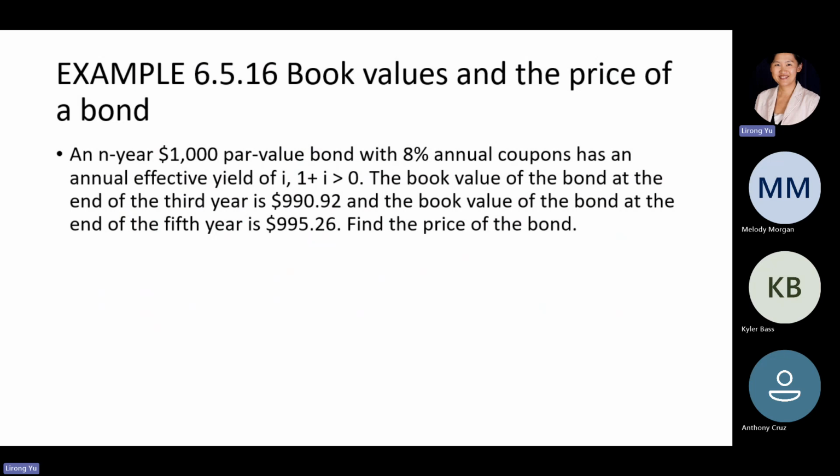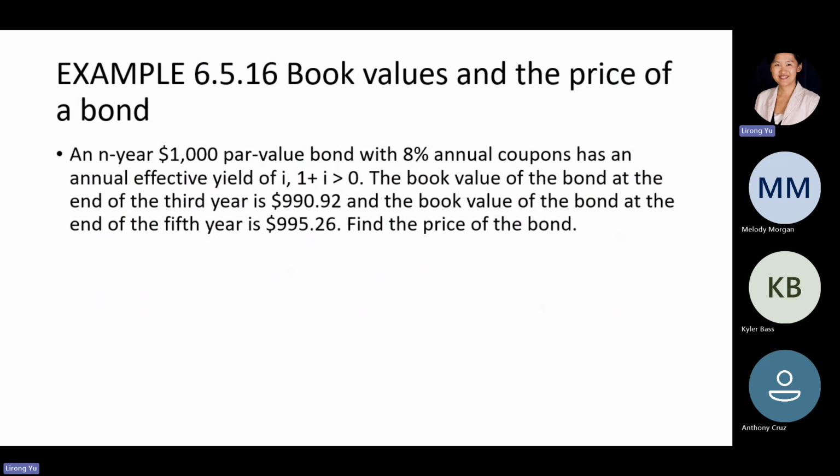You can notice that the book value is increasing. So I'm guessing this is a discount. The bond is being sold at a discount. That's why the book value has been increasing. Okay, so we want to find the price of the bond. That means you've got to find out.